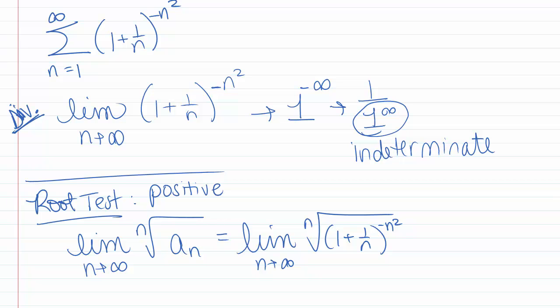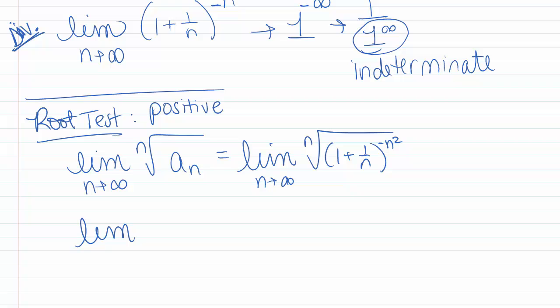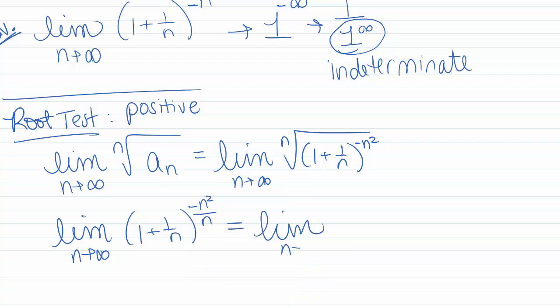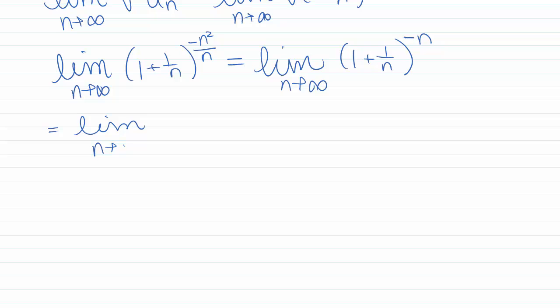Okay, so let's simplify this. This is the limit as n goes to infinity of (1 + 1/n)^(-n²/n). Remember, the nth root is the same as taking it to the 1/n power. So now we can simplify this. It becomes the limit as n goes to infinity of (1 + 1/n)^(-n), which you may be beginning to recognize as the limit as n goes to infinity of 1 over (1 + 1/n)^n.